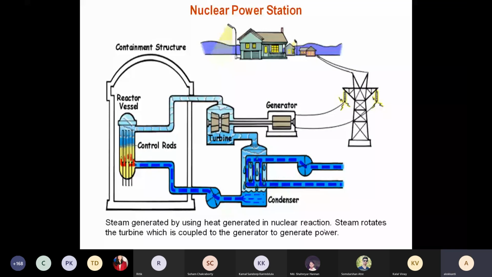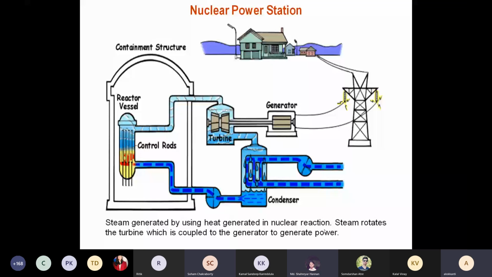You can see the video, the animation. Sir, what is the function of control rods? Control rods are used to control the burning of the nuclear fuel as per the requirement.